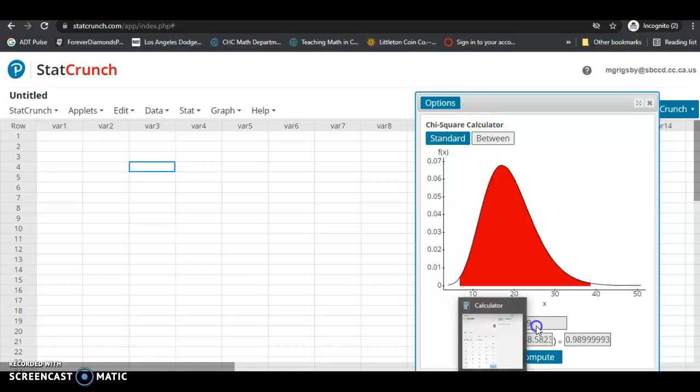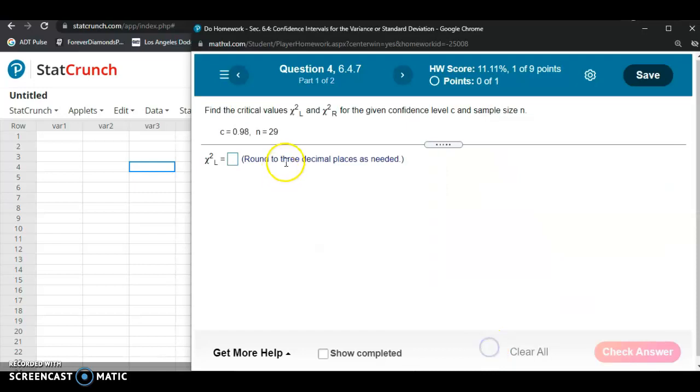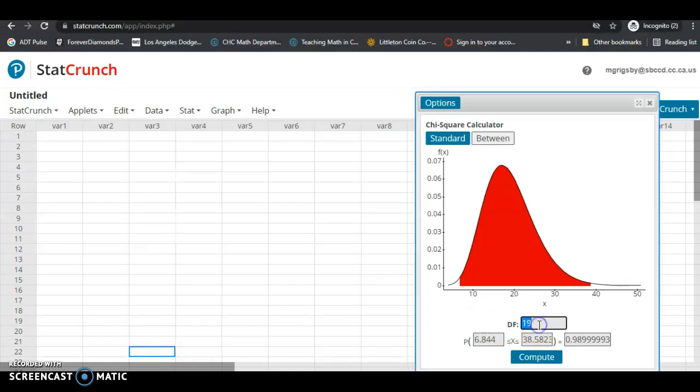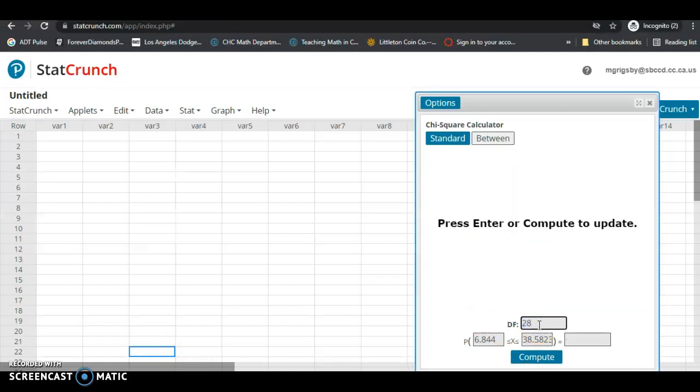We're going to enter the degrees of freedom in this box here. The sample size is 29, so that means the degrees of freedom is 29 minus 1, and so the degrees of freedom is 28. And we're going to enter the confidence level in this box here, 0.98.